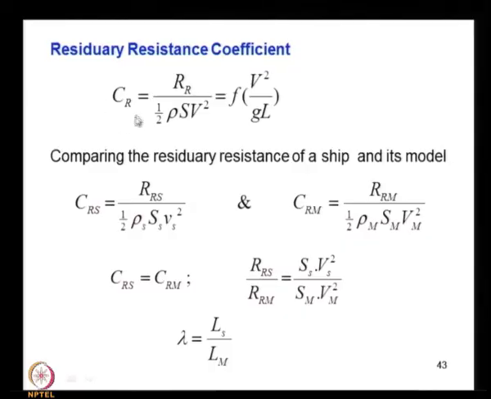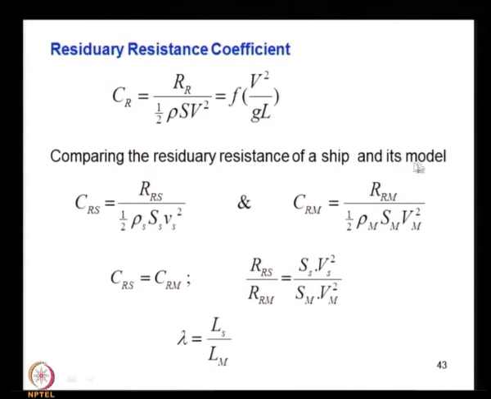So, the residuary resistance coefficient CR is put as the residuary resistance R divided by half rho S V square. This is a representation which depends on the Froude number, as we discussed. If you satisfy only the Froude number, what you get is only the residuary resistance, and if you non-dimensionalize this, you get CR, the residuary resistance coefficient.